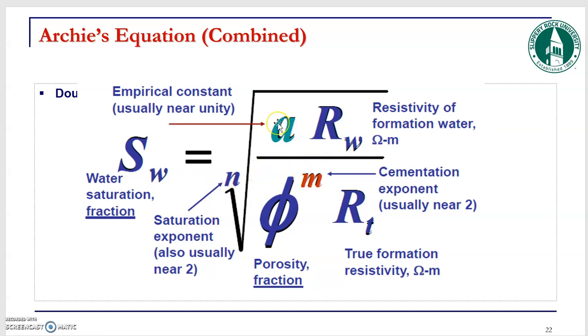A is just a constant, usually close to 1. Remember the Humble formulas: in one of the equations A was equal to 0.62, and in another equation it was 0.81, so it's pretty close to 1. RW is the brine resistivity, phi is the porosity of the rock, and RT is the true resistivity of the formation. So this is a very, very important equation that helps you find the water saturation. In the next video, we're going to do an example on this.